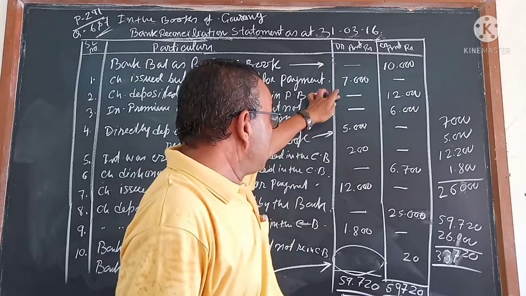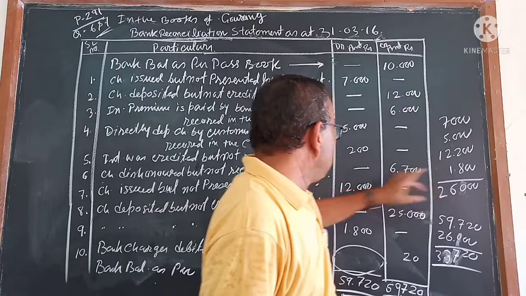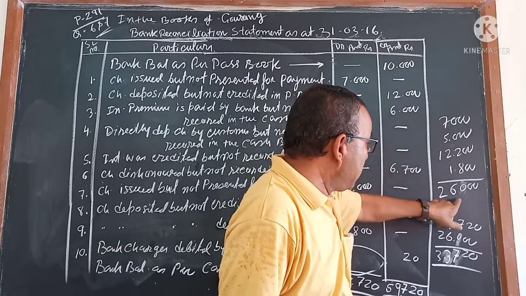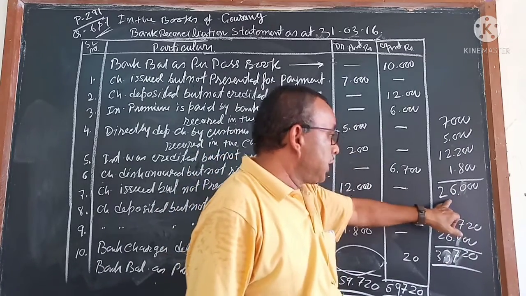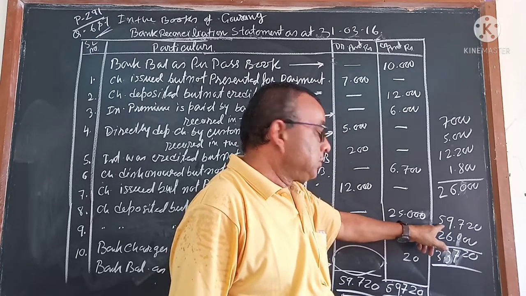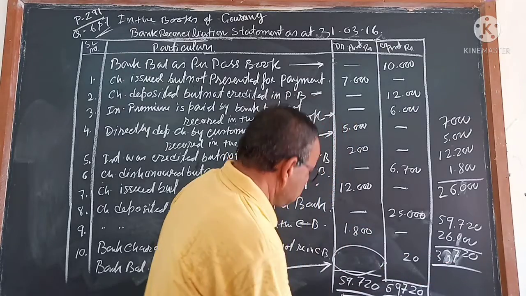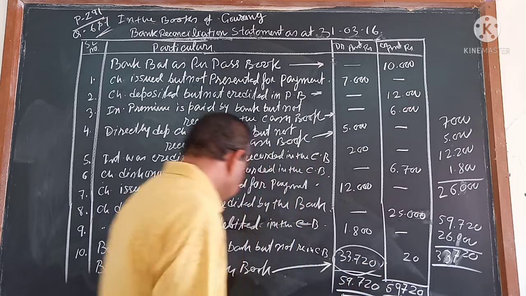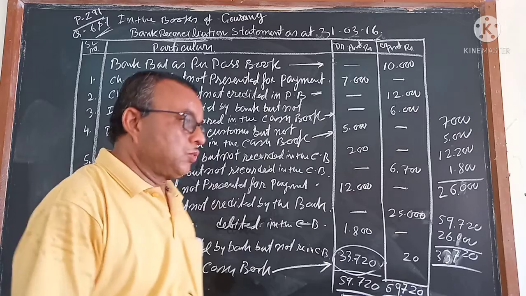And if I add these 1, 2, 3, 4, 5 amounts, 2 amounts I already added together. 12,000 plus 200 is equal to 12,200. And if I add, we are getting 26,000. So 26,000 is the total amount of the debit column, and 59,720 is the total amount of the credit column. And if I subtract, I will get 33,720. That is your answer. And as I started in this passbook, the answer will come from the cash book.